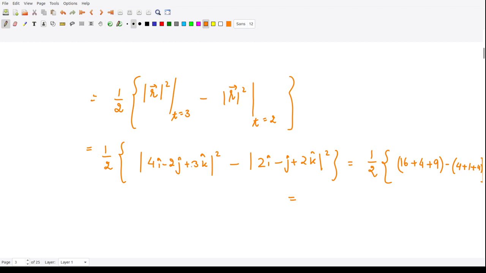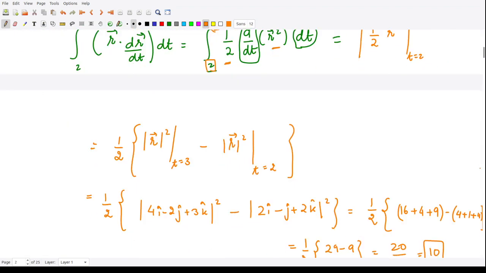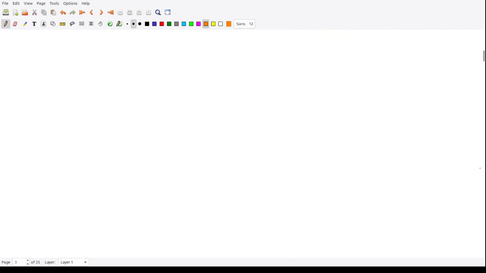Yes. So we have 1 by 2, 29 minus 9. So that is equal to 20 by 2, which is equal to 10. So this is what we were to prove in the given question. Okay. So let us now move on to our next question.